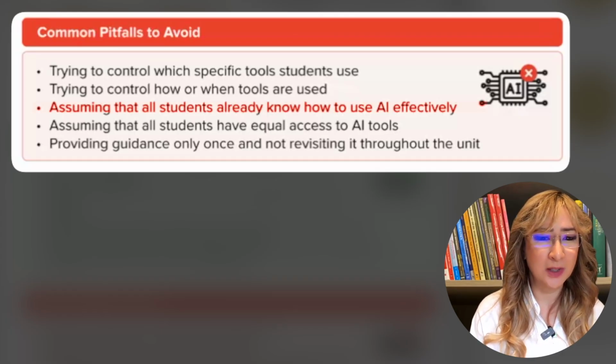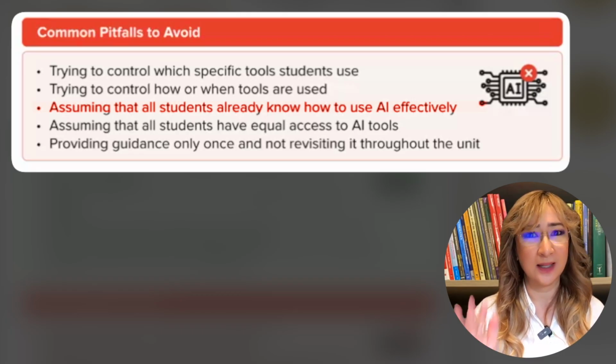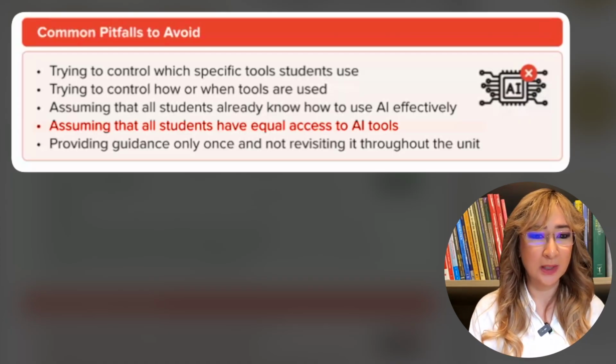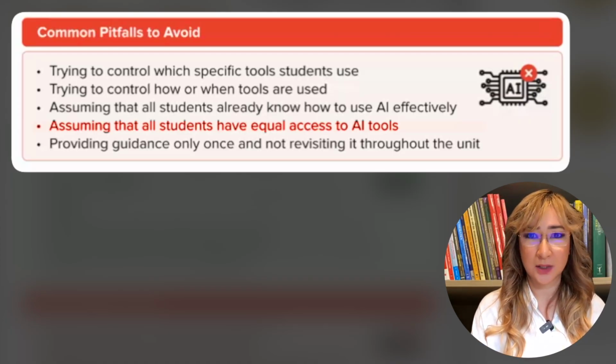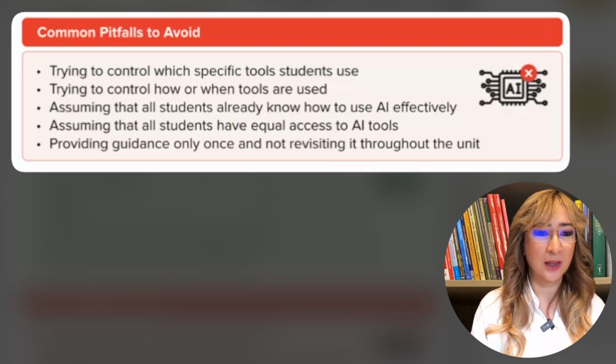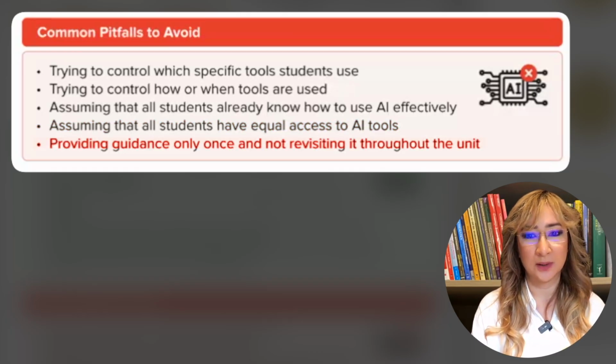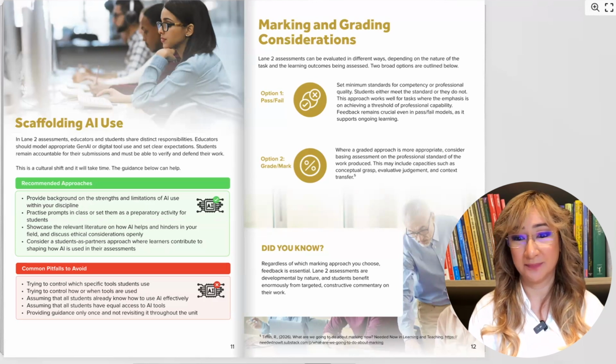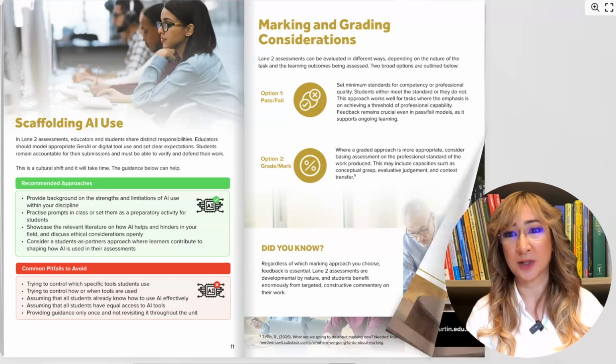Common pitfall, assuming that all students already know how to use AI effectively. Absolutely. We need to teach our students to be discerning. AI tools still hallucinate. They are getting better and better, but they still hallucinate. Okay, another pitfall is assuming that all students have equal access to AI tools. Absolutely. And another pitfall, providing guidance only once and not revisiting it throughout the unit. Yeah, this is a great document. This is an absolutely great document.